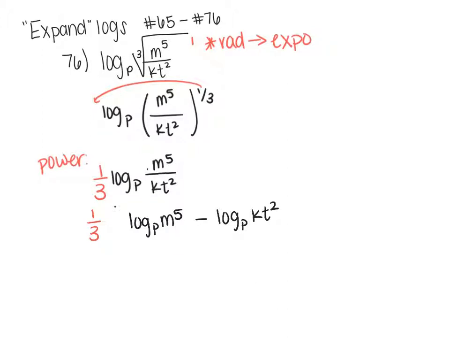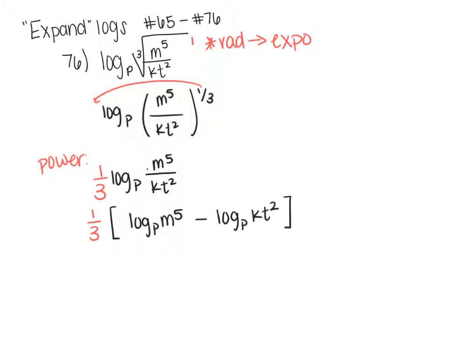Now you do have to put brackets or parentheses around that because that 1/3 is all the way out front. So you could technically distribute it to each log. However, I would just leave it all the way out front and just put a parenthesis or a bracket.